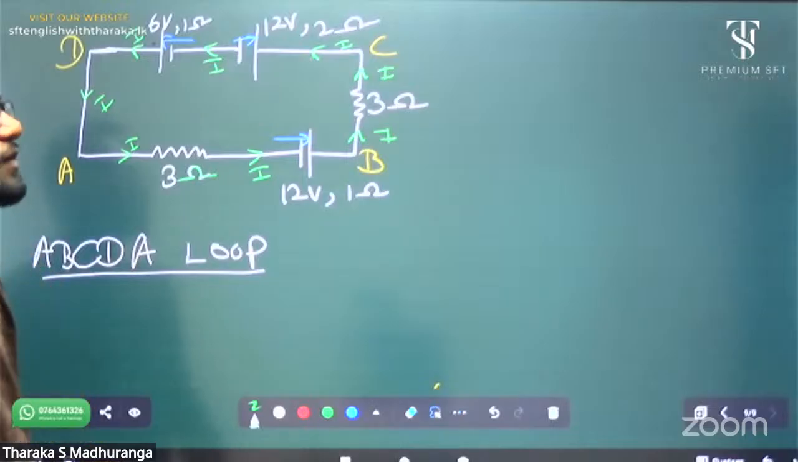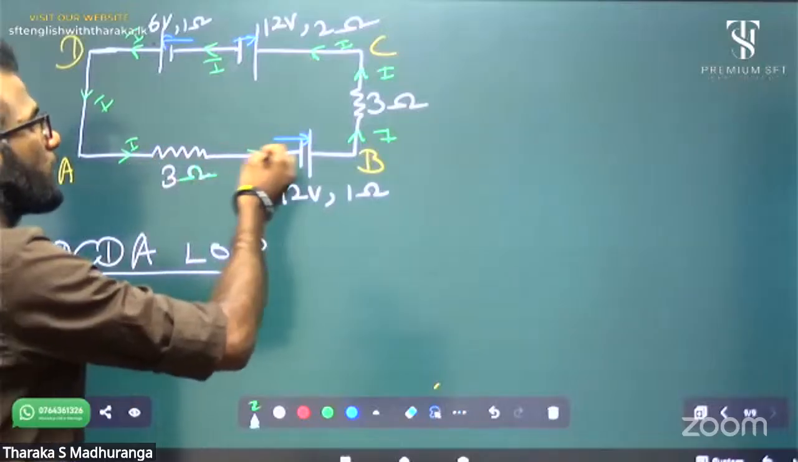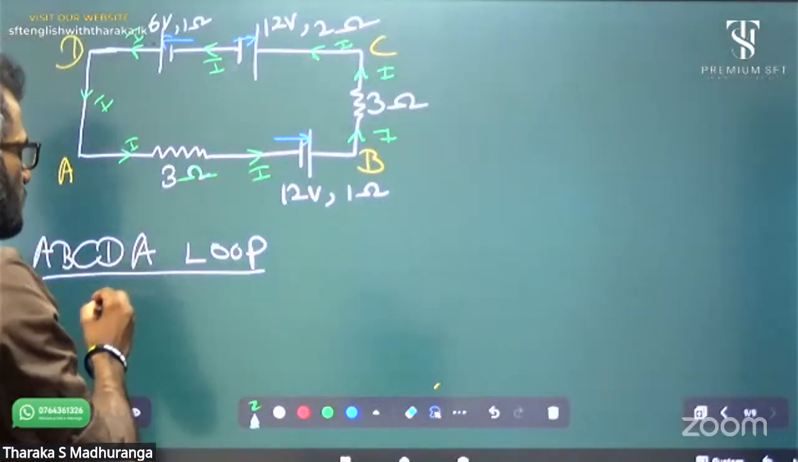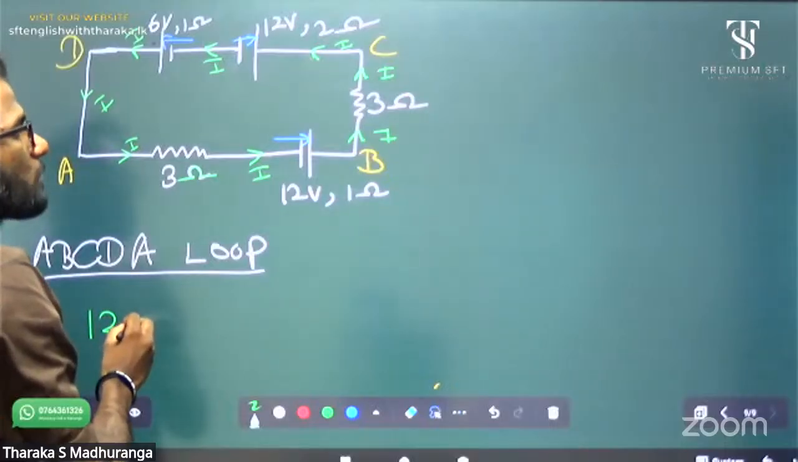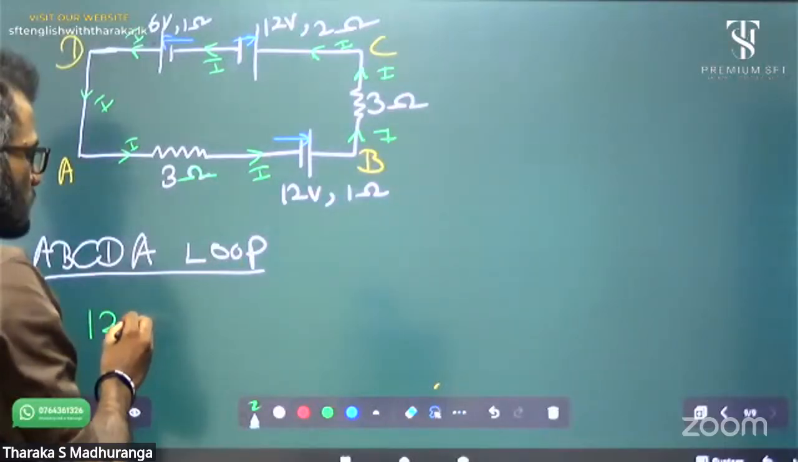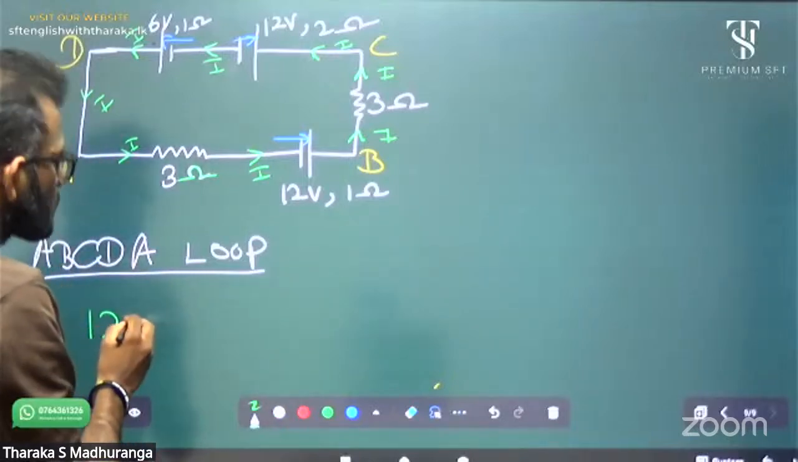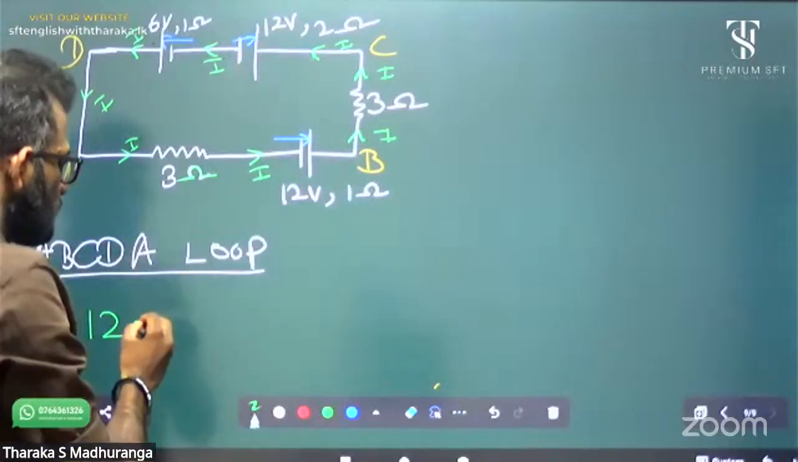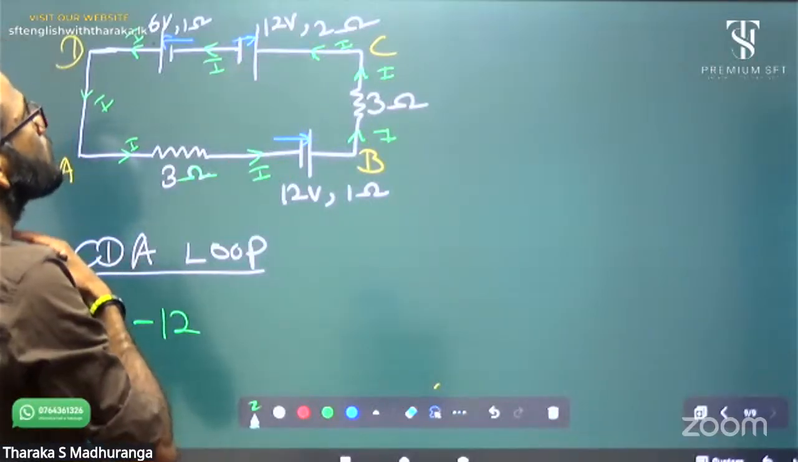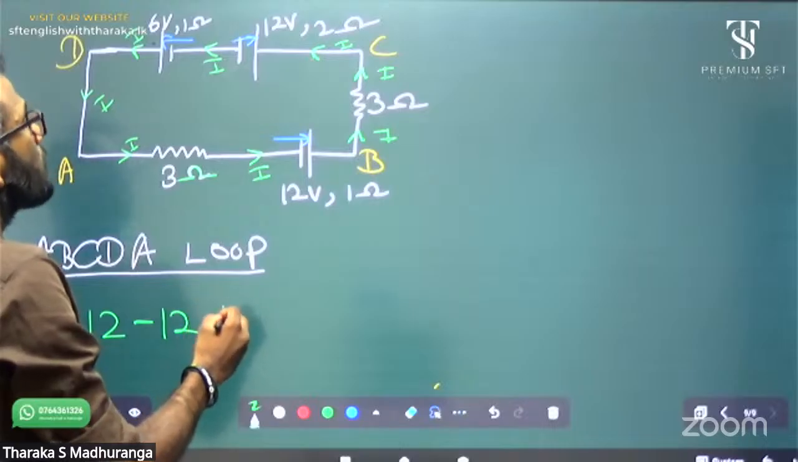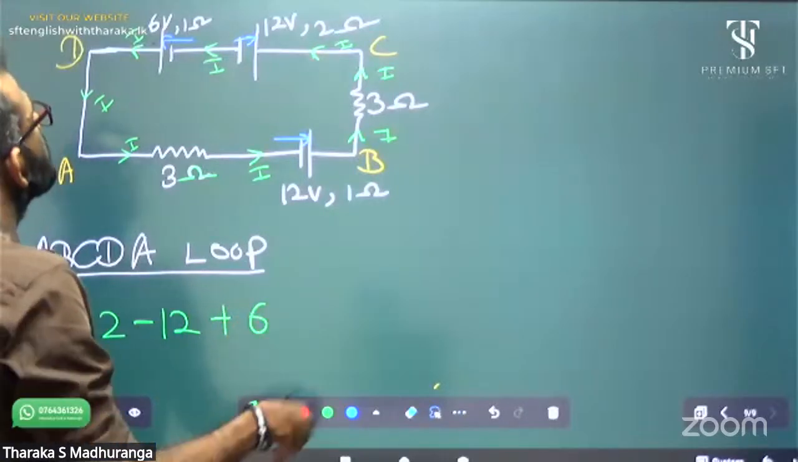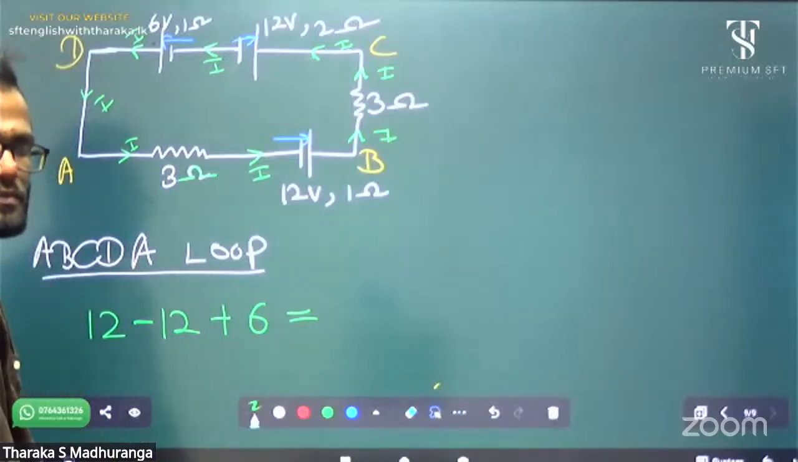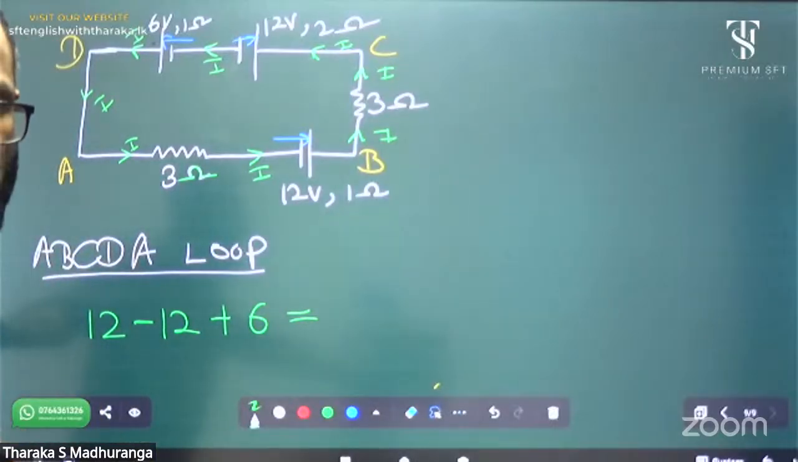Okay, I'm going to start at point A. No battery. There is a battery here. It is plus 12. Plus 12. No batteries. There is another battery, minus 12 because opposite. Another battery plus 6. Yeah, that's all the batteries. Now correct.